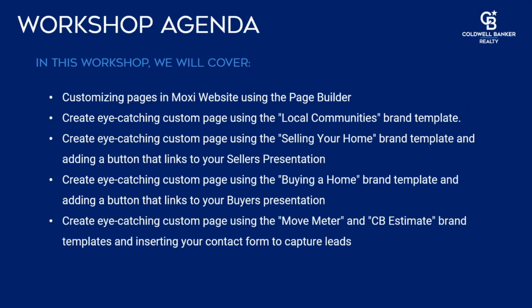We will cover how to use the page builder to add custom site pages to your Moxie website. We'll find available brand templates and customize them to create eye-catching custom pages. We will go over adding pages using 4 different brand templates. A local communities page, where we will update pictures and text. Selling your home and buying a home templates, where we will go over how to add buttons that link to a Moxie presentation. And then the Move Meter and CB Estimate pages, where we will go over how to add a button that goes to a contact form to capture leads.